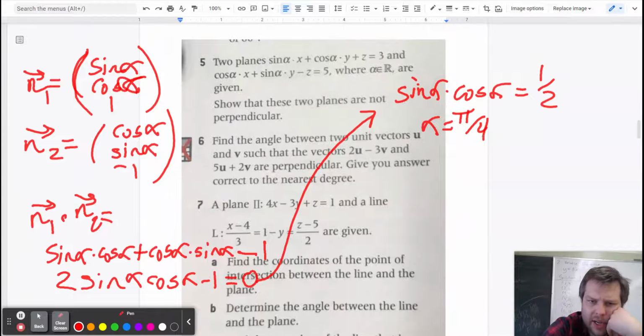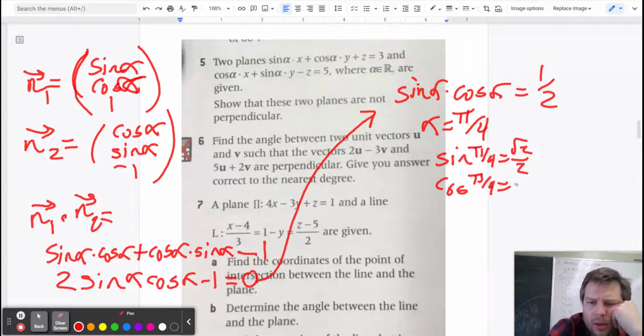Because if alpha is pi over 4, then we have sine of pi over 4 is root 2 over 2. Cosine of pi over 4 is root 2 over 2. And if you multiply those, you get 1/2. And that would make it equal 0.